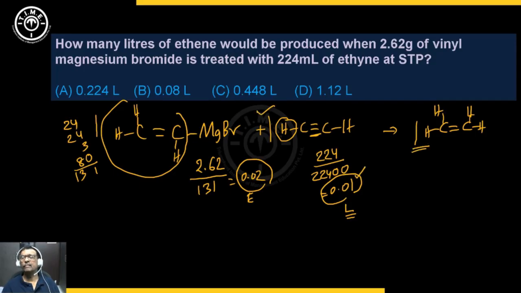So 1 mole will give 1 mole. So 0.01 will give you 0.01. So 0.01 is the number of moles of ethene that you get. So into 22.4 would be the volume that you will get. So 0.224, where is it? Option A. Clear? So this is a numerical based on Grignard reagent.